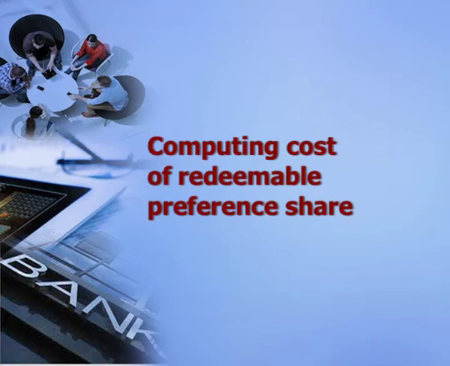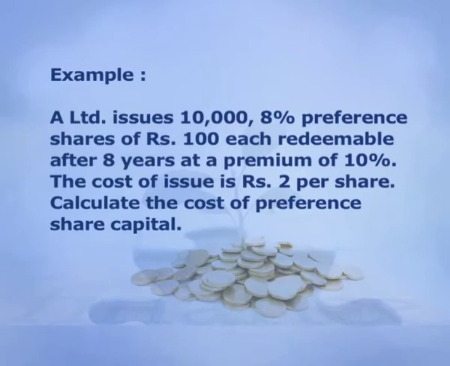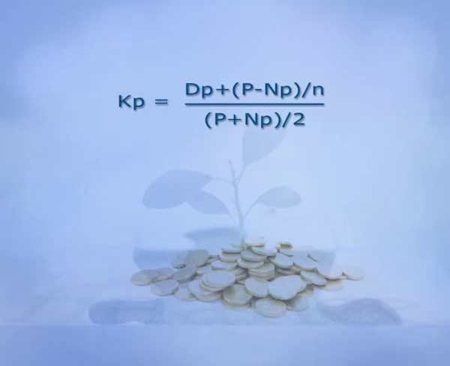Move on to next topic. Let's take an example of computing cost of redeemable preference share. A Limited issues 10,000 8% preference shares of rupees 100 each, redeemable after 8 years at a premium of 10%. The cost of issue is rupees 2 per share. Calculate the cost of preference share capital. Let us see the solution.